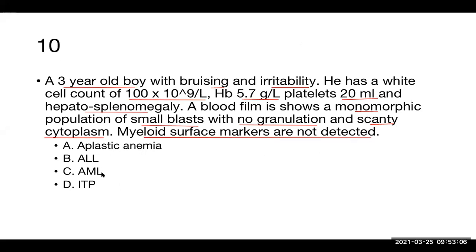So which option do you want to choose here? Yes. What is the correct answer here? Just take a bit of time and say, okay, fine. ALL. Why? Give me the reason, please. Sir, because age is very important here, just 3 years, and also leukocytosis and anemia and platelet count is low with hepatosplenomegaly, and blast cells are seen, and there is an absent myeloid surface marker, and nuclear to cytoplasmic ratio is high. Good.